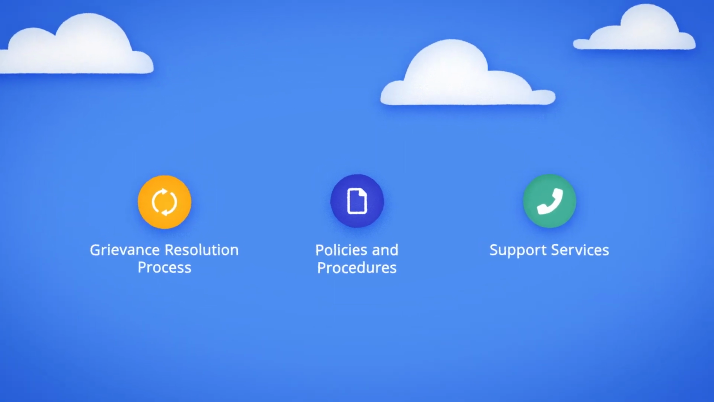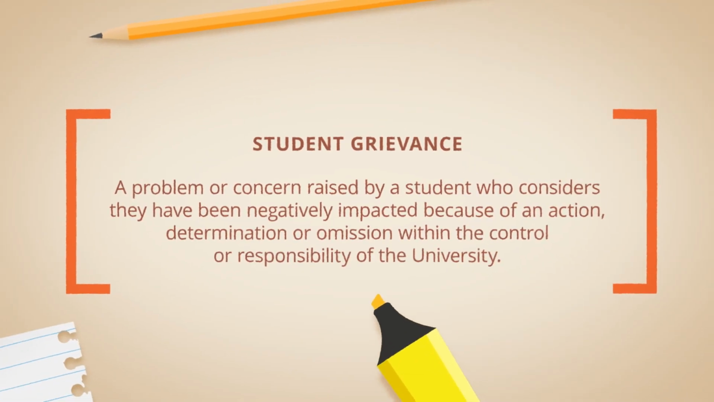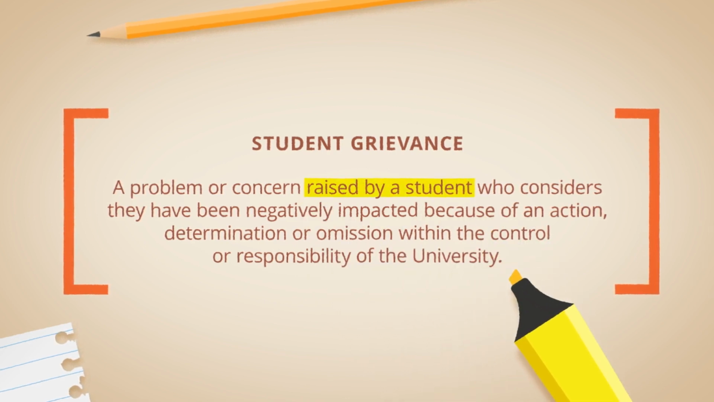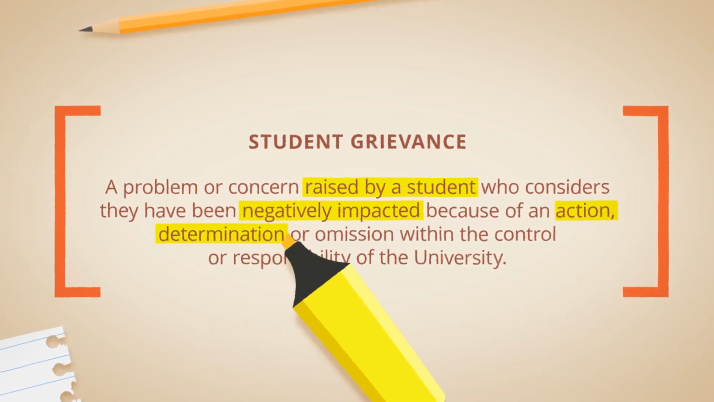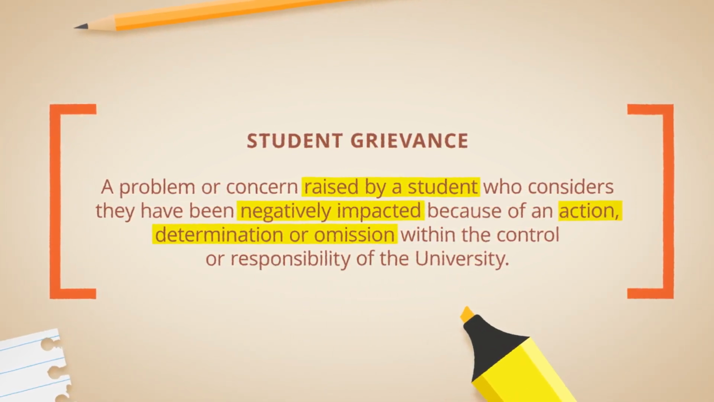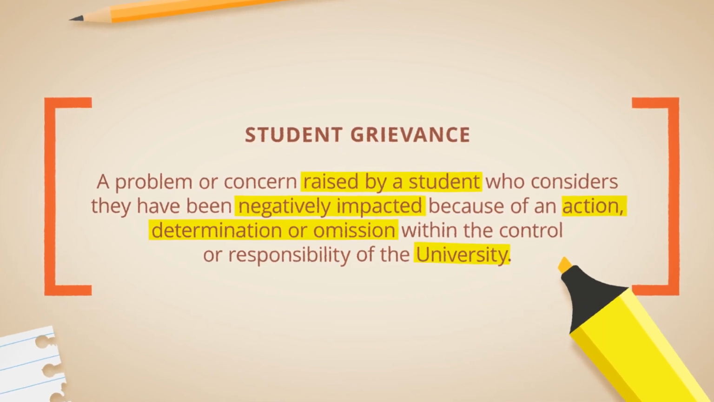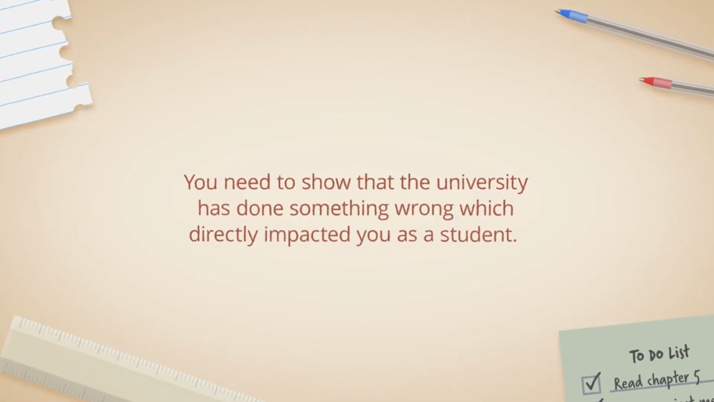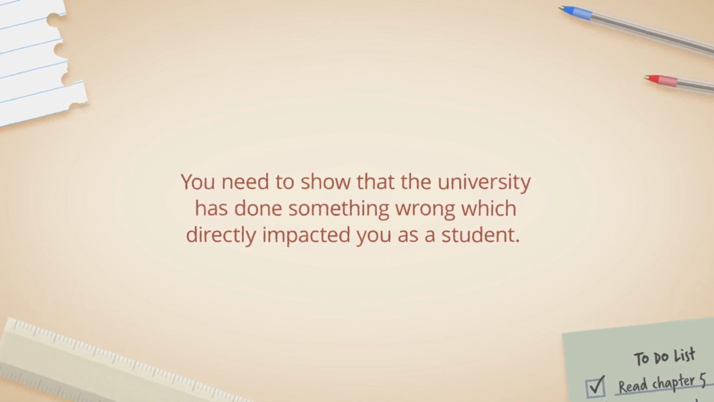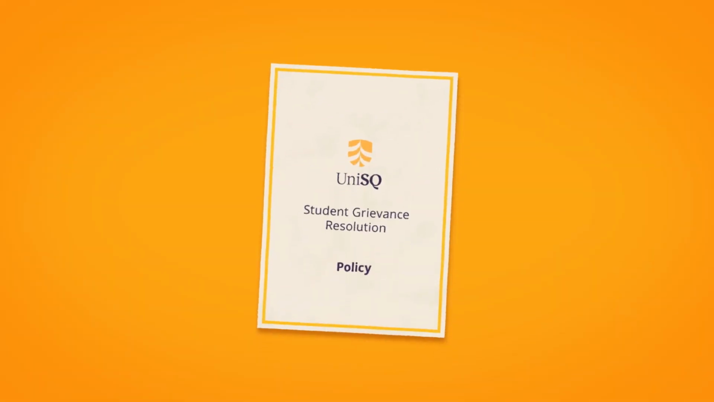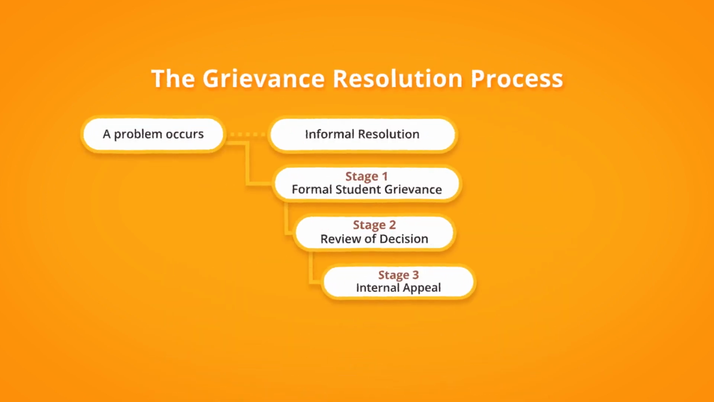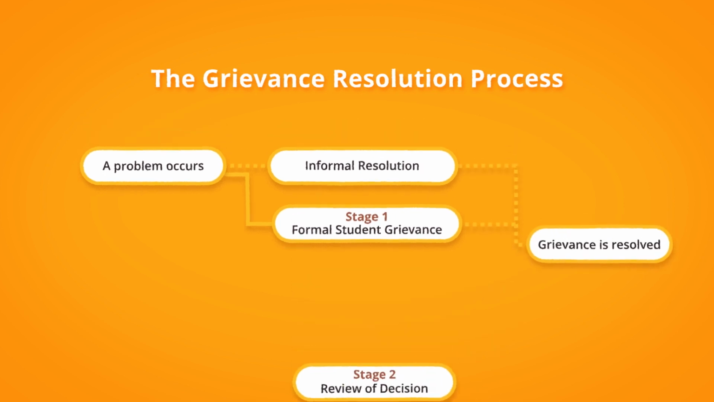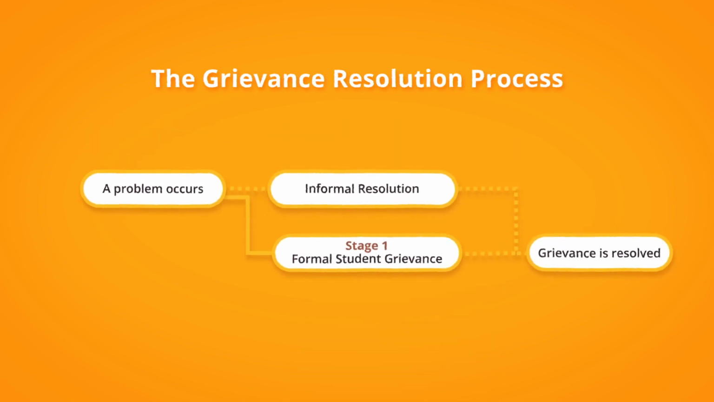A grievance is defined as a problem or concern raised by a student who considers they have been negatively impacted because of an action, determination, or omission within the control or responsibility of the university. This means that you need to show the university has done something wrong which directly impacted you as a student. The Student Grievance Resolution Policy and Procedure outline 5 steps in the resolution process. This video will explore the first 2 steps, informal resolution and Stage 1 formal student grievance.